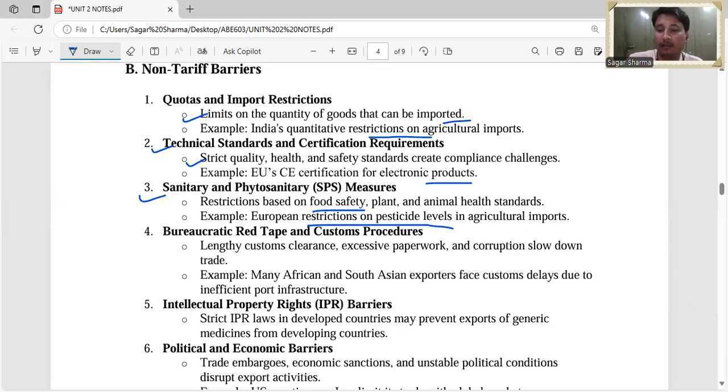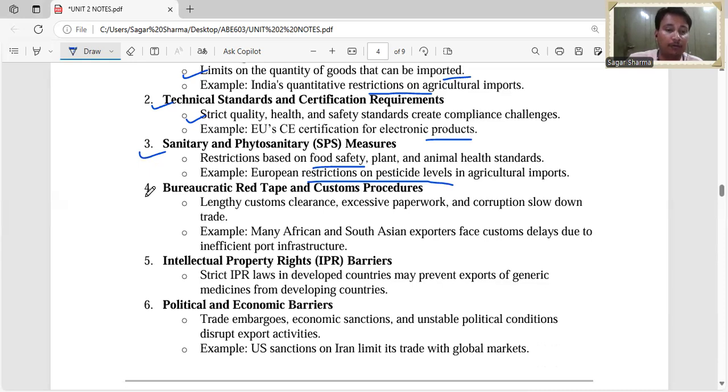Another one is bureaucratic red tape and customs procedures. Lengthy customs clearance, excessive paperwork, and corruption slow down trade. Many African and South Asian exporters face customs delays due to inefficient port infrastructure. This is also a non-tariff barrier. And intellectual property rights barriers: strict IPR laws in developed countries may prevent export of generic medicines from developing countries.